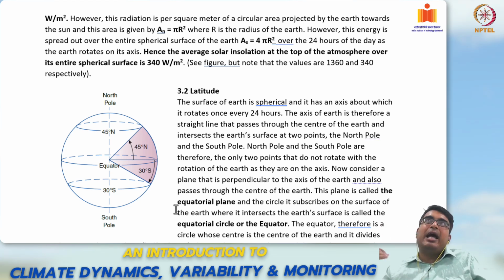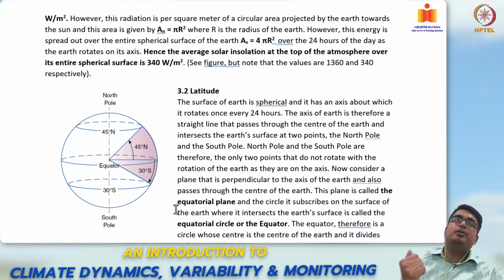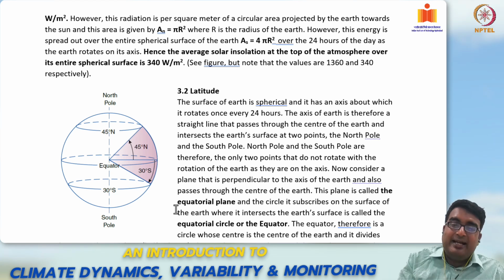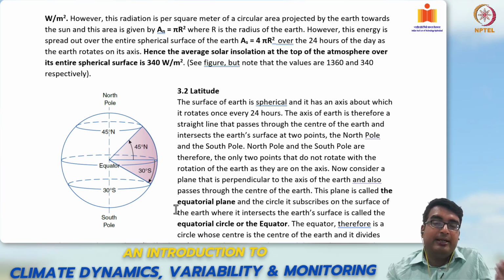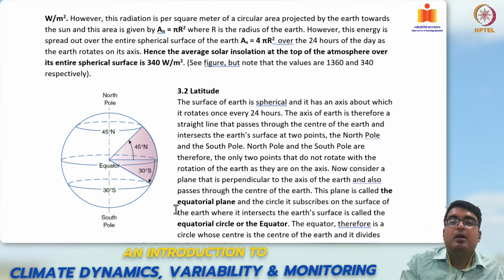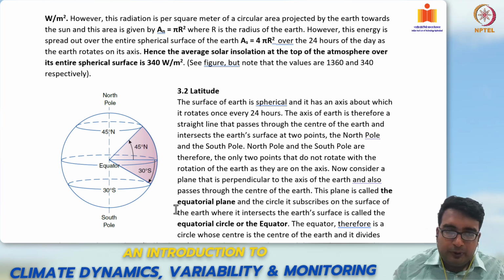This will have a significant variation depending on the location on which that flux is falling. To understand that variation, we have to understand the parameters on which that variation depends, namely primarily latitude, and then other parameters like longitude, etc. are also important. So what is latitude?